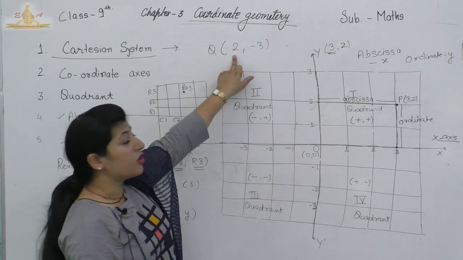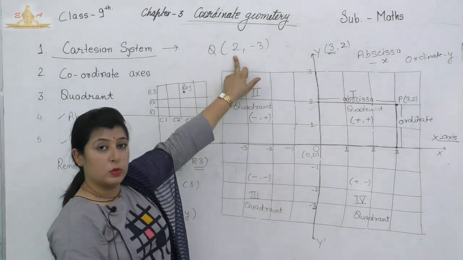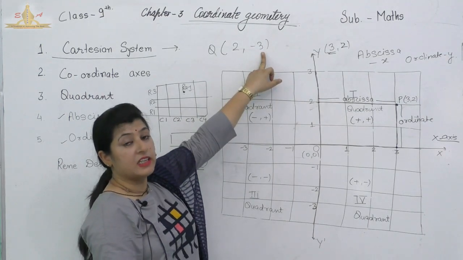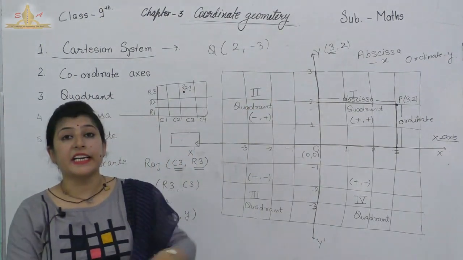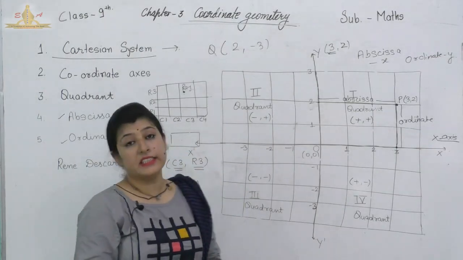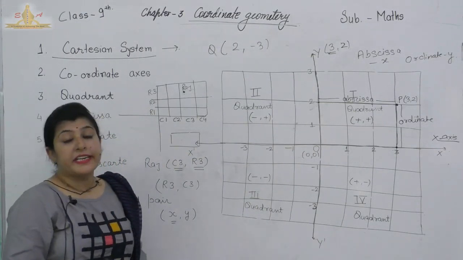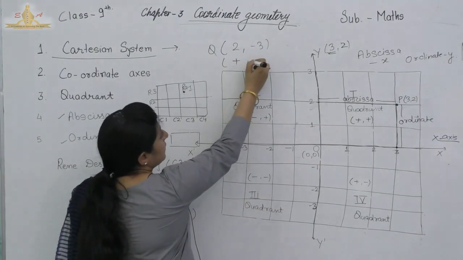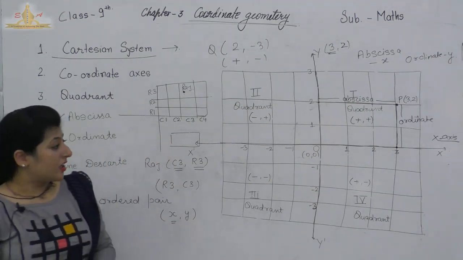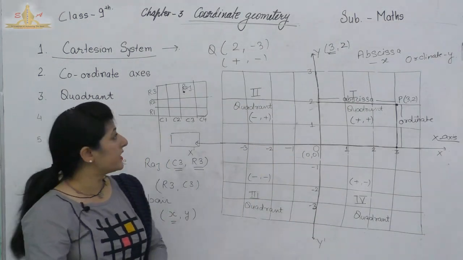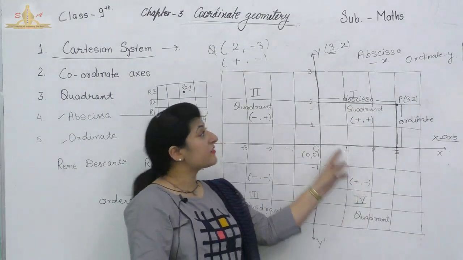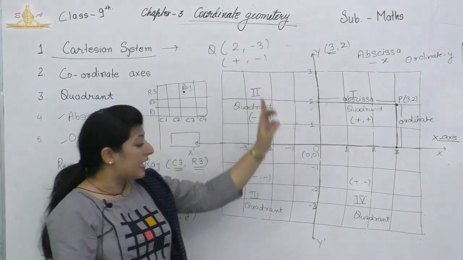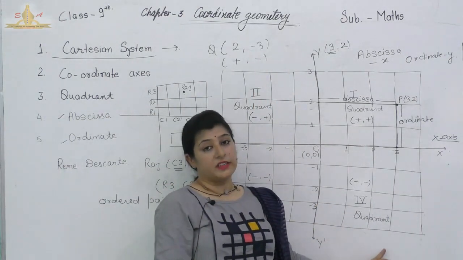Now the value of x is equal to 2. The value of y is equal to minus 3. Firstly, we have to check in which quadrant these coordinates lie. See, the signs are plus comma minus. Now see in which quadrant it resembles this. It means we can say point Q (2, minus 3) lies in the fourth quadrant.